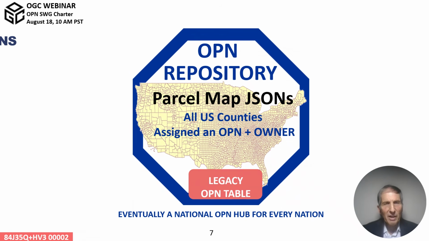At the center of OPN operations is the OPN repository, made up of parcel map JSONs of every county, supported by a legacy OPN table, eventually one for every nation.